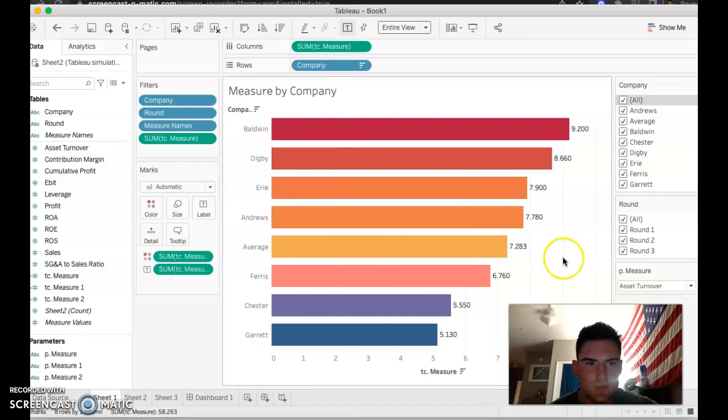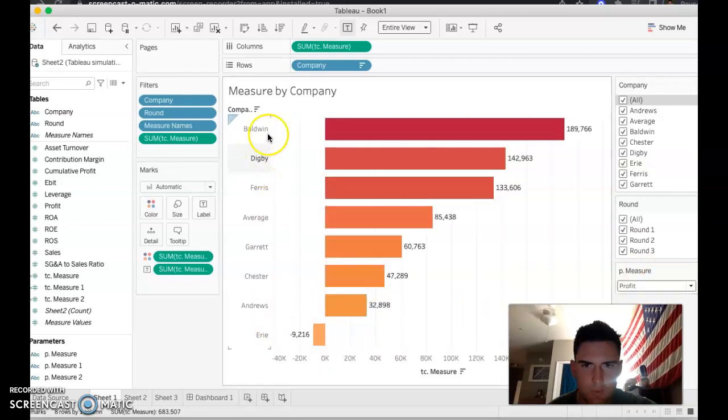An additional point to make is I found the most information that ran parallel with each other was the companies with high asset turnover also perform similarly in the profit. So with Baldwin at the top and Garrett towards the bottom, and it kind of works together like that.